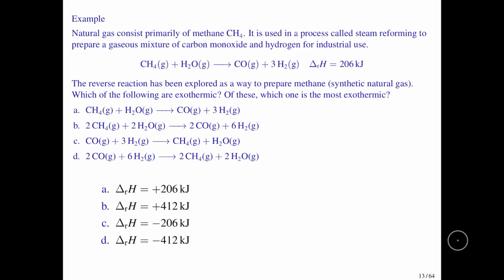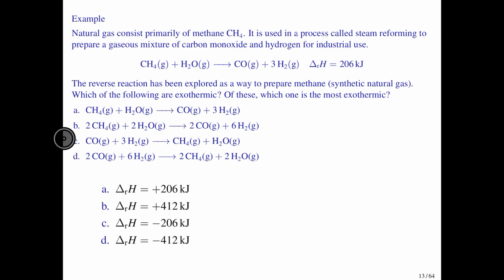A little bit more of the manipulations here on this example. We've got this thermochemical equation here, and they want us to calculate the delta H values for these different thermochemical equations written here. So part A is just the same reaction as the one given in the problem, and so the delta H value is the same. For part B, you can see that the coefficients have been multiplied by a factor of 2, so you do the exact same thing to the delta H value.